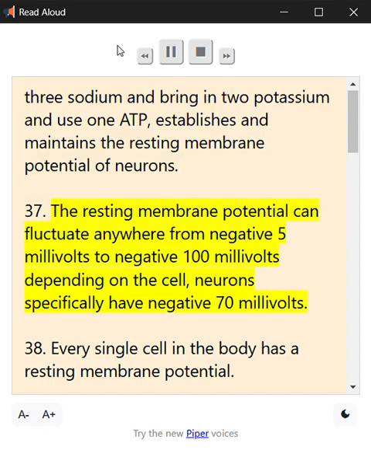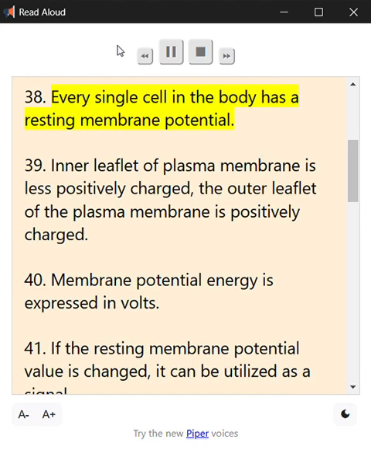37. The resting membrane potential can fluctuate anywhere from negative 5 mV to negative 100 mV depending on the cell. Neurons specifically have negative 70 mV. 38. Every single cell in the body has a resting membrane potential. 39. Inner leaflet of plasma membrane is less positively charged. The outer leaflet of the plasma membrane is positively charged. 40. Membrane potential energy is expressed in volts.